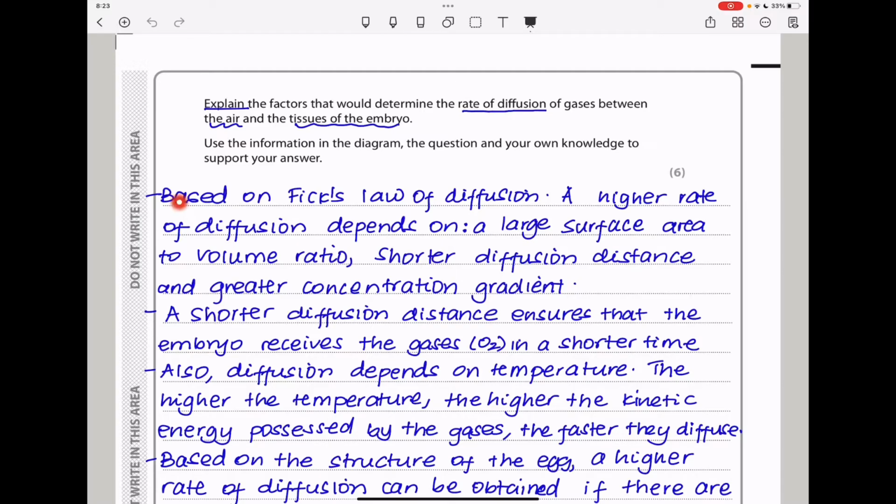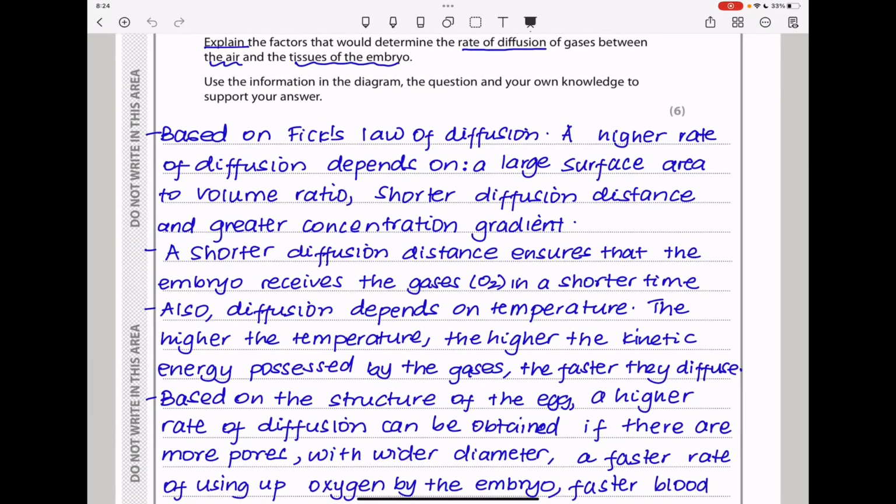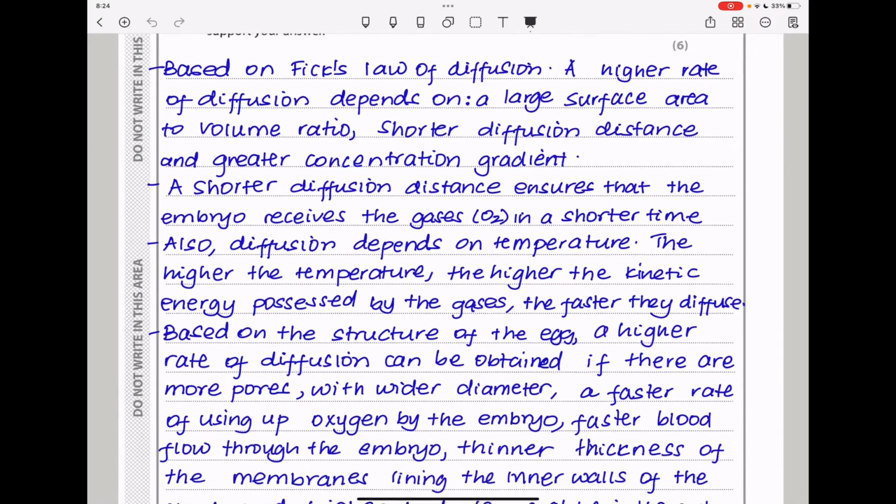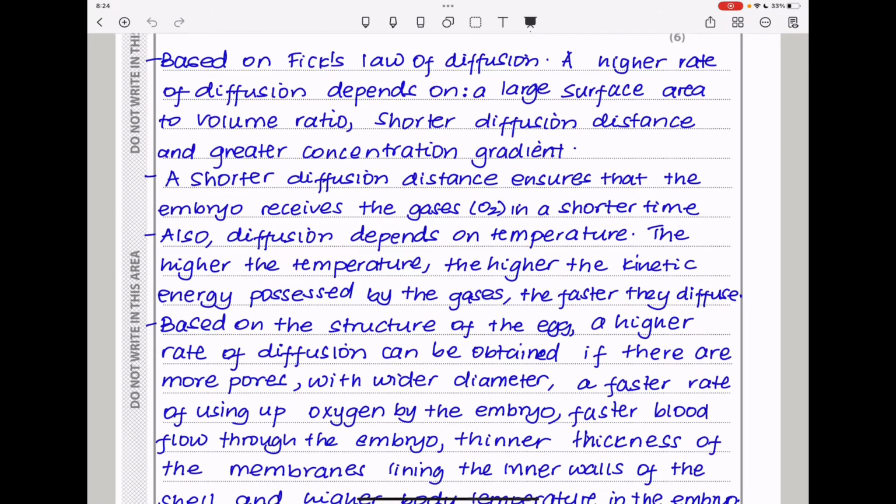So I said, based on Fick's law of diffusion, a higher rate of diffusion depends on, number one, a large surface area to volume ratio, a shorter diffusion distance, and a greater concentration gradient. A shorter diffusion distance ensures that the embryo receives the gases, in this case oxygen, in a shorter period of time. Also, diffusion depends on temperature. Of course, this is very important.